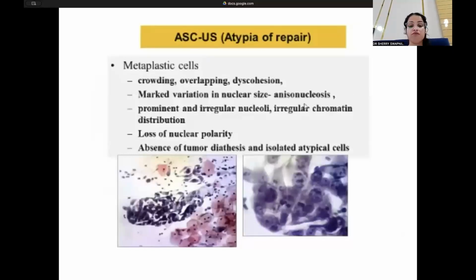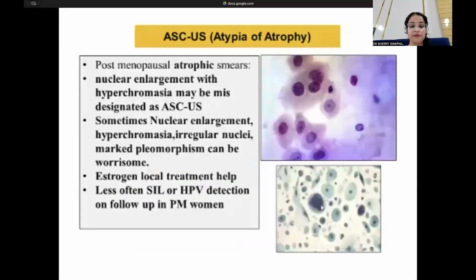Atypia of repair. In case of dense infection, dense inflammatory changes, we do see crowding of cells, nuclear enlargement, there can be prominent nucleoli, irregular chromatin, and loss of polarity can be there. So these atypical changes should not be confused with the normal squamous metaplastic cells that we have seen earlier, or in case of inflammation, the reactive changes that we do see in metaplastic cells. These should not be confused with that. Next slide, please.